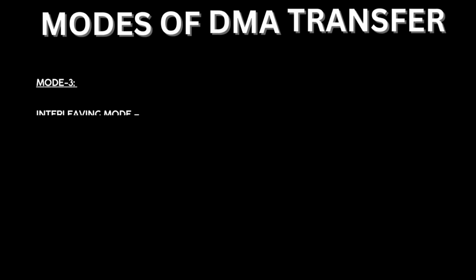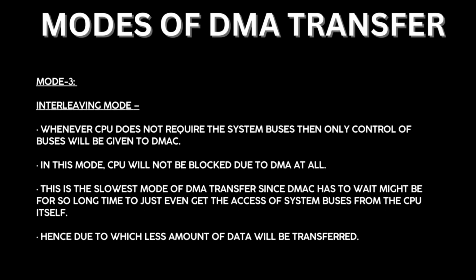The next mode, that is mode number 3, is interleaving mode. Whenever the CPU does not require the system buses, only then will control of the bus be given to the DMAC.